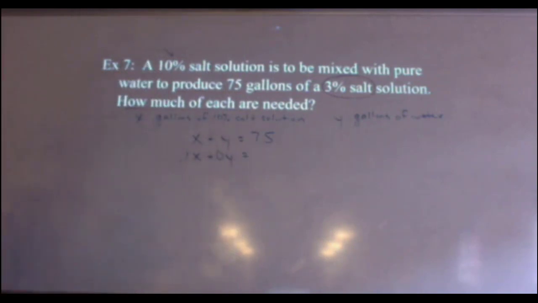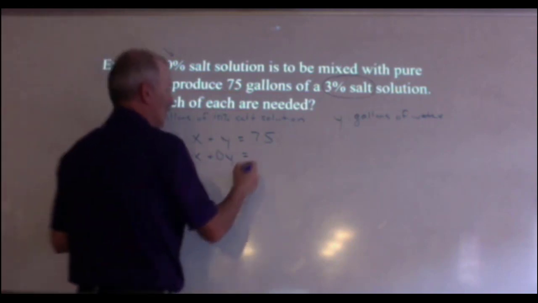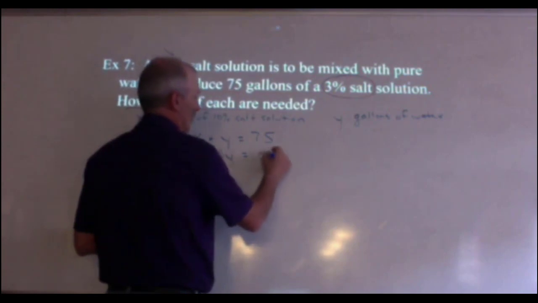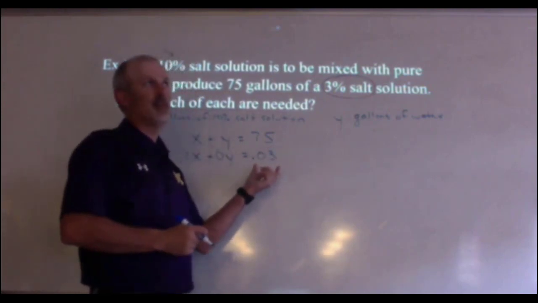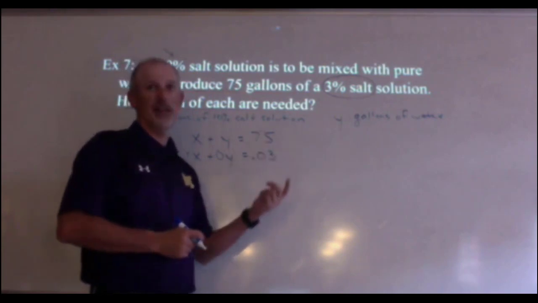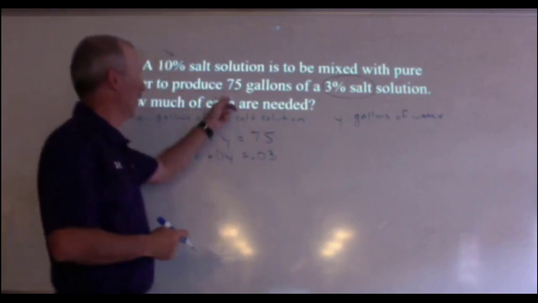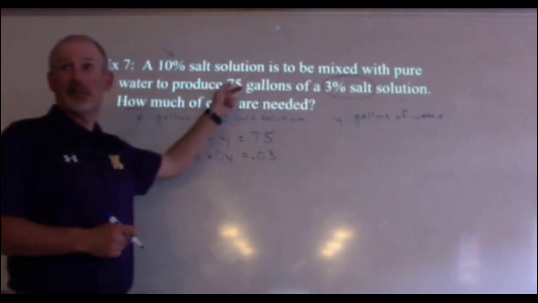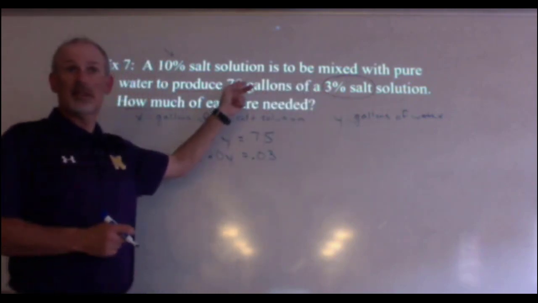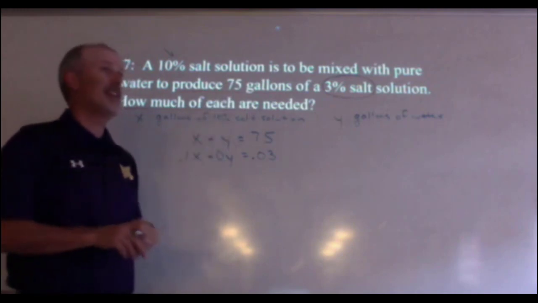We've got that 3% of the total, right? So the final solution, 3%, remember that's going to be 0.03. 0.03% of what? Or not 0.03%, but 3% of what? 3% of that total 75 gallons. Does that make sense?